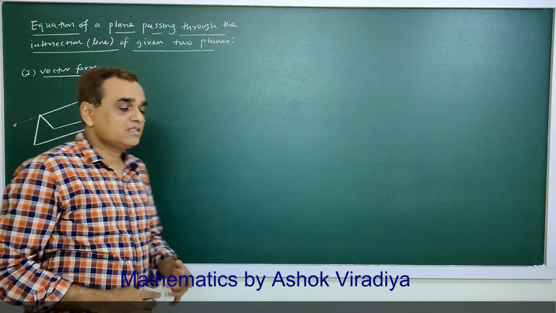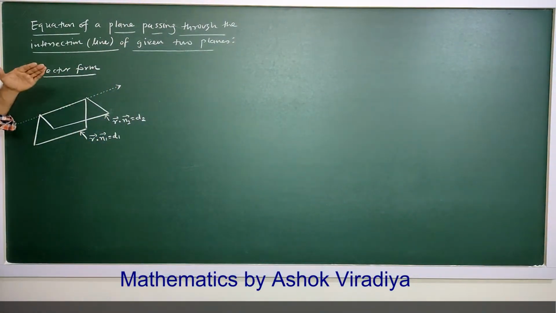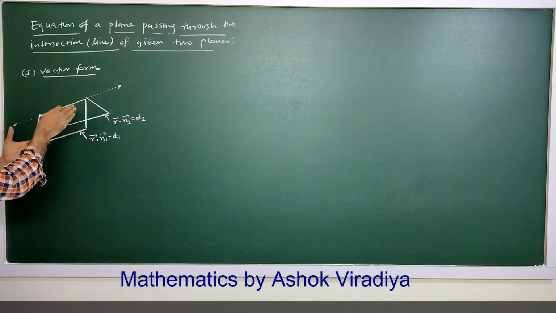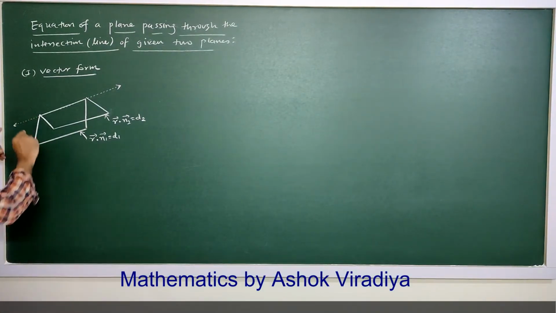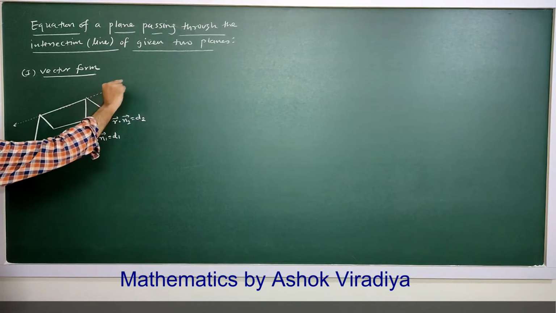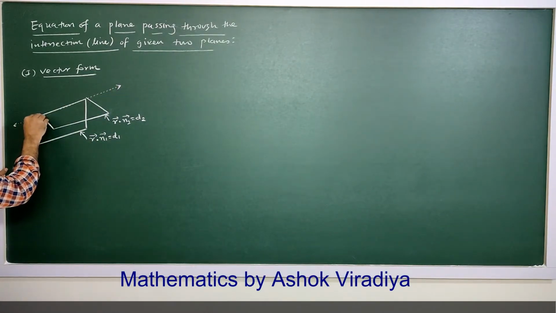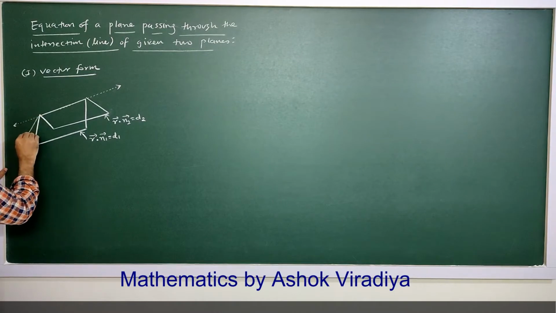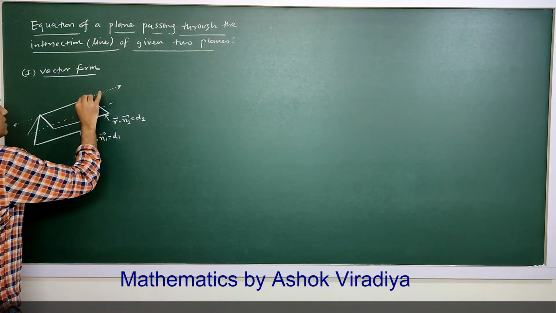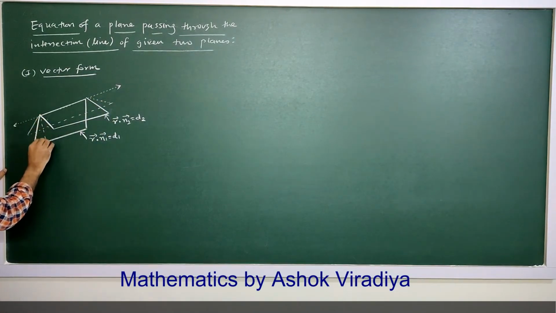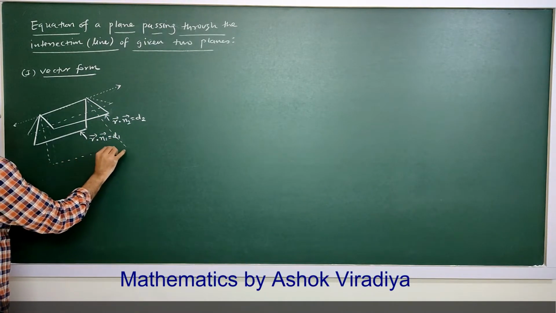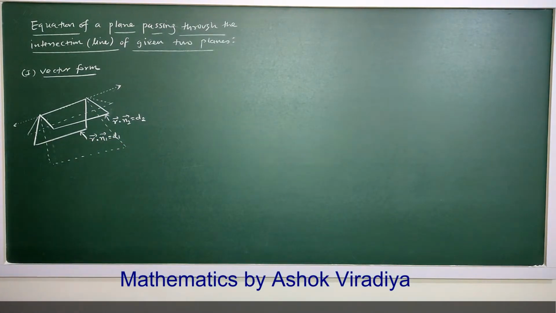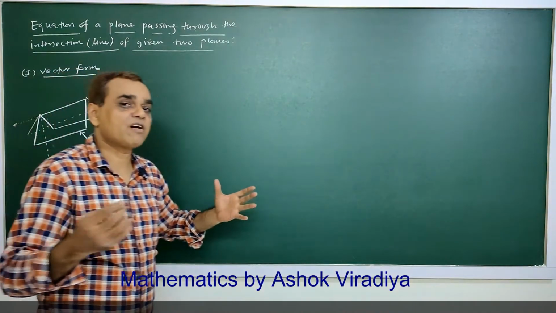The intersection is a line. Now, other than these two planes, there are so many planes which are passing through this line. And we can imagine it like this. See, this is a plane passing through the same line of intersection. This is one more plane passing through it. So many planes we can imagine passing through this intersection line. So the equations of all these planes can be found.